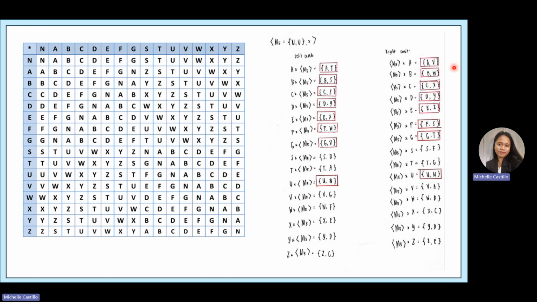So again, for the left cosets, we will operate the elements of the group to the subgroup M sub 5. Then for the right cosets, we will operate the subgroup M sub 5 to the elements of the group. So let's start with the left cosets. We have here a star n is equal to a, then a star u is equal to t. That's why a star M sub 5 is equal to a and t. While for its right cosets, we have n star a is equal to a, then u star a is equal to v. That's why M sub 5 star a is equal to a and v.